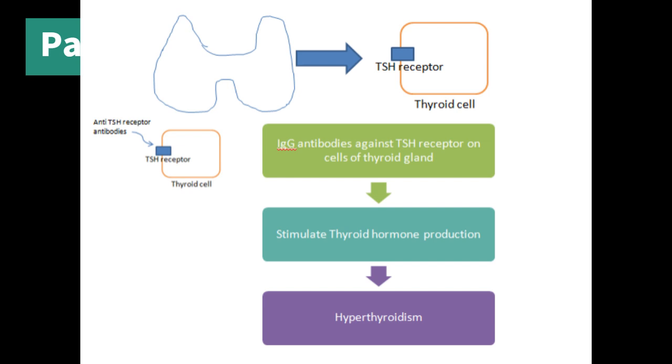gland. These antibodies will bind to the TSH receptor, and instead of destroying them, which is what happens in usual autoimmune diseases, they will instead stimulate them even more, causing the thyroid cell to produce even more thyroid hormones and leading to symptoms of hyperthyroidism or thyrotoxicosis. So that is what happens here. The TSH receptor antibodies will lead to an increased synthesis of thyroid hormones.